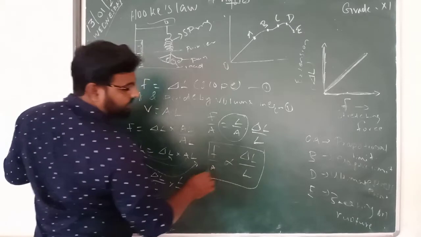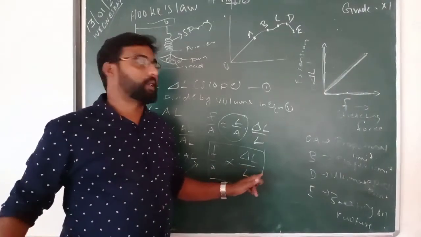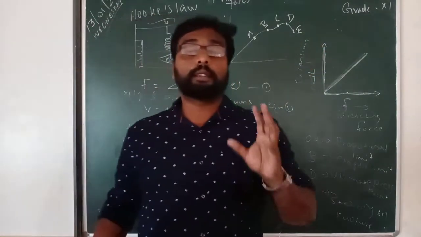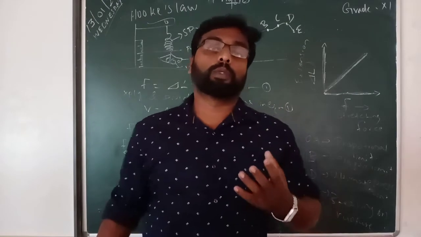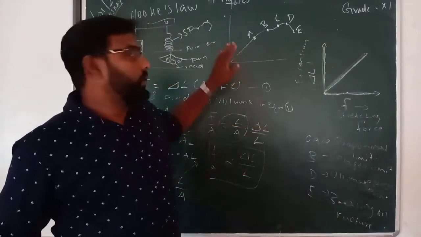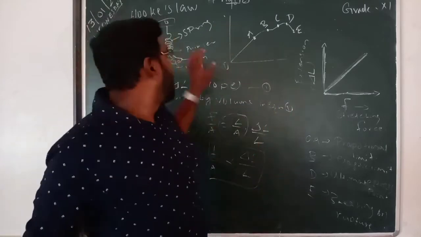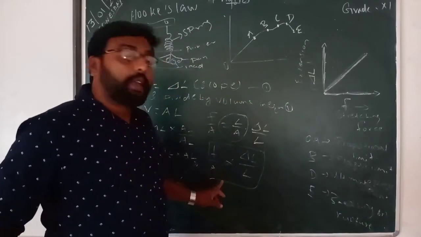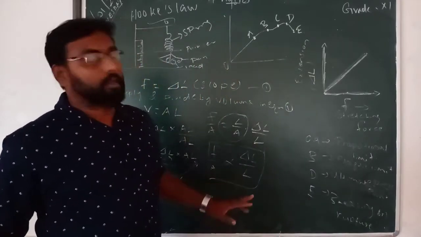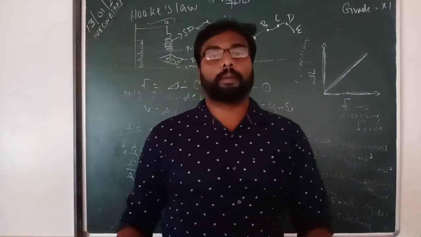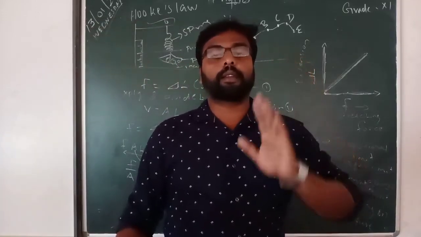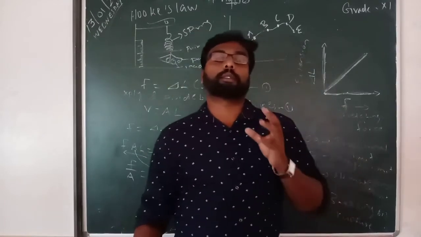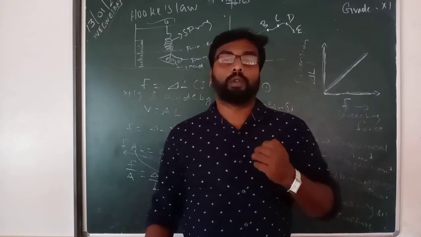This is what stress is proportional to strain, from this slope. For a small deformation, stress and strain are directly proportional to each other. So Hooke's law is verified by using this small experiment. F by A means stress. Delta L by L means strain. So stress is directly proportional to strain. That is Hooke's law. For a small deformation, stress and strain are directly proportional to each other.